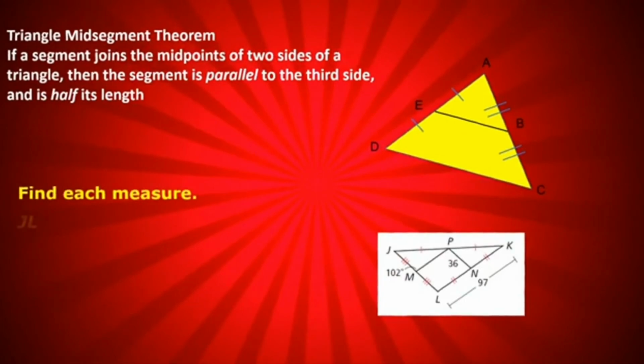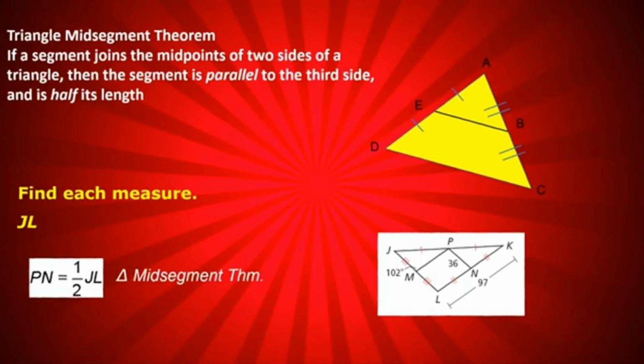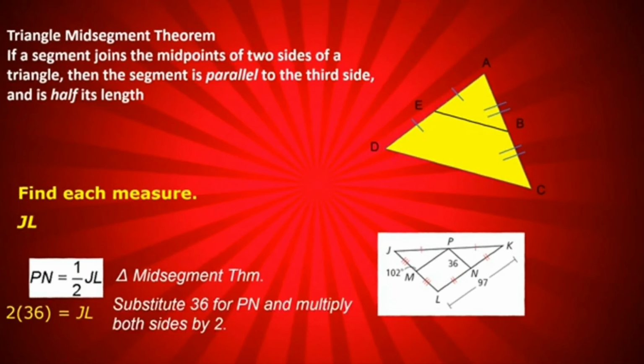So DC is 5. Example, to find JL in this triangle, we can see that JL is opposite to PN, which is the midsegment. PN is 36, so JL is supposed to be double, which is 72 units. 2 multiplied by 36.